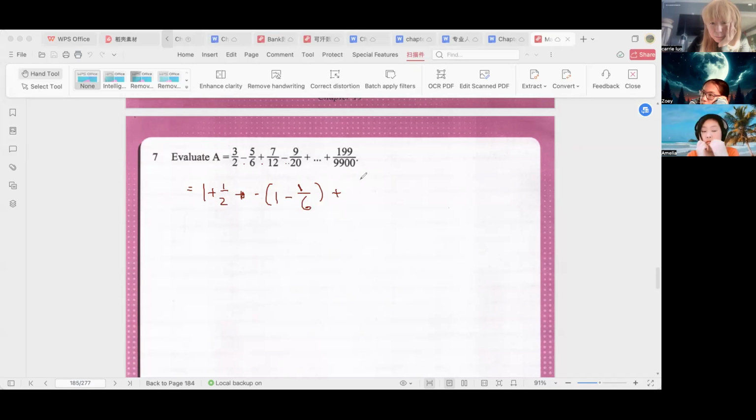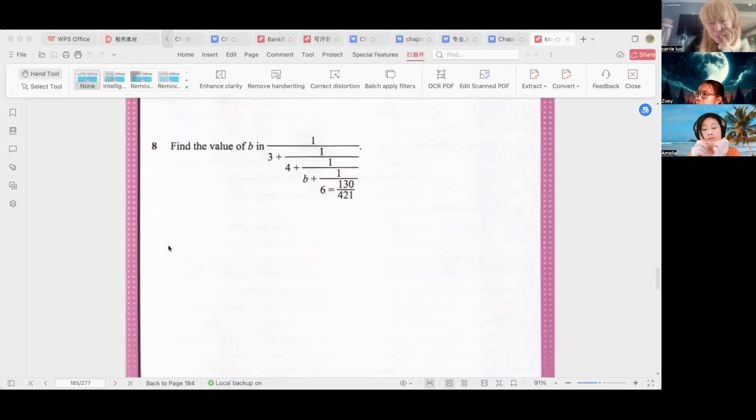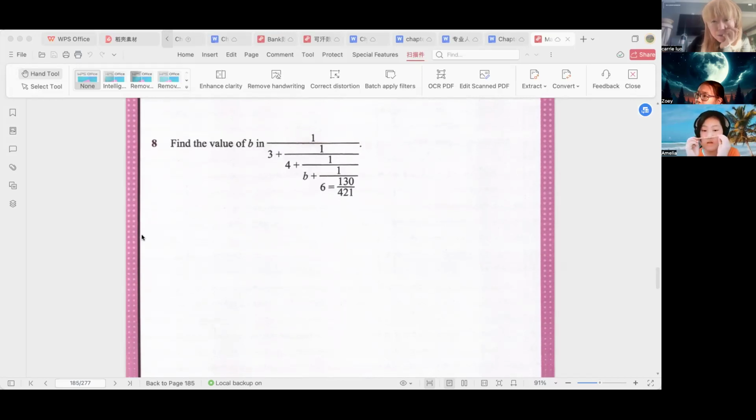Plus 1 over 6 plus 12. 7 over 12. Okay, so you're going to find out they all have some connections between each of them, okay? So this question should be the same. It's plus.